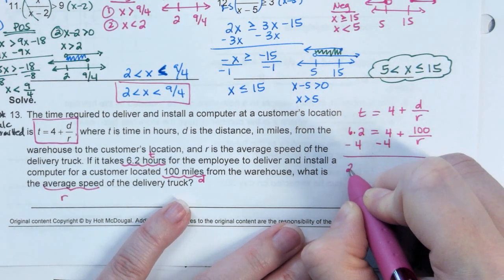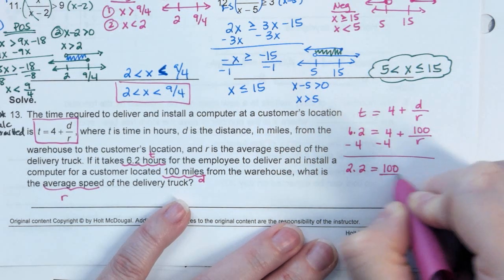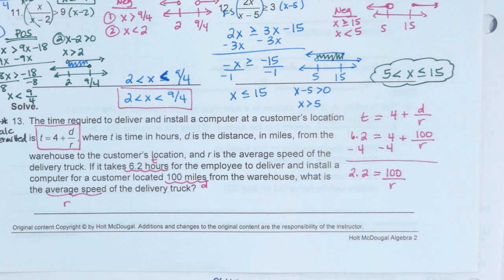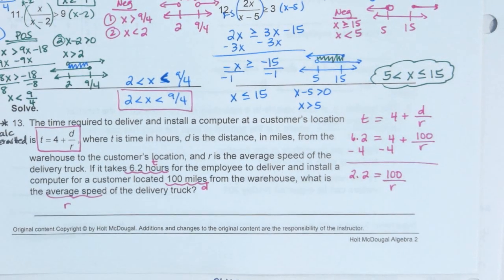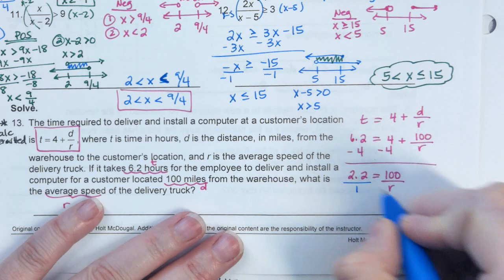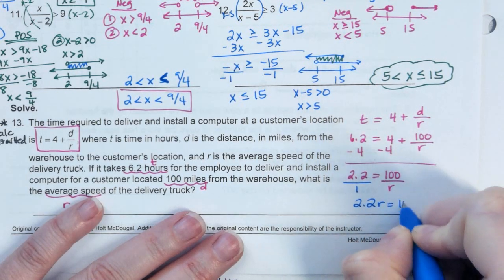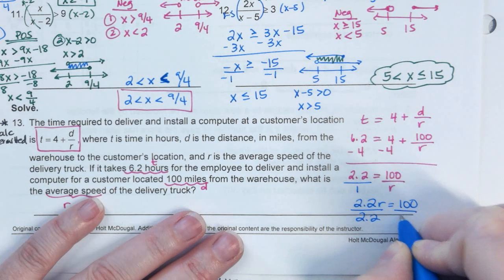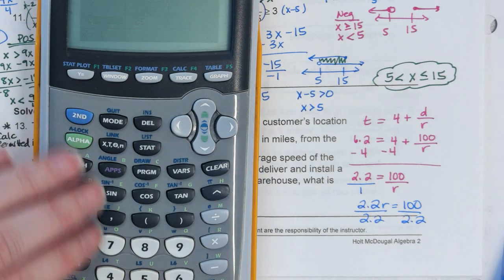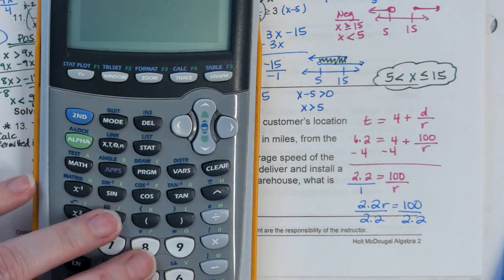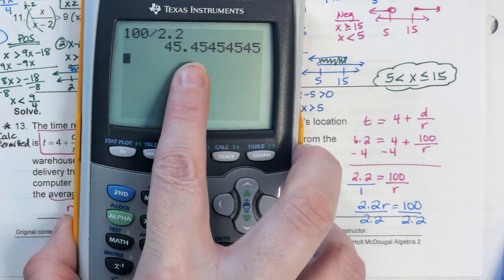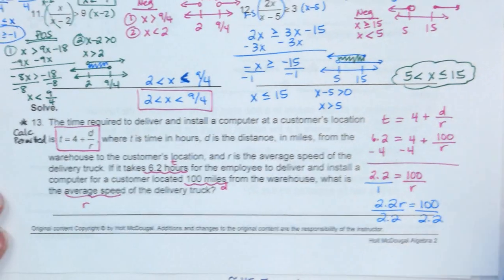And then once you get here, there's so many different ways you can do this. What did you guys do? You could set up a proportion. You could multiply both sides by r and then divide by 2.2, okay, which is the same thing as setting up the proportion, right? Okay, and this is one where I said you could use your calculator on that, so it would be 100 divided by 2.2. Okay, so this is about 45.5. This would be about 45.5 miles per hour.